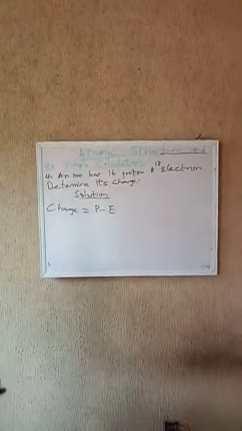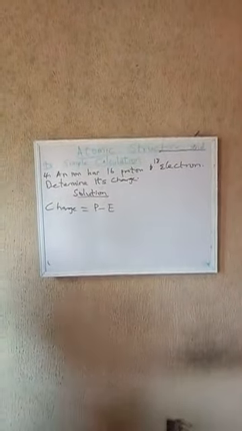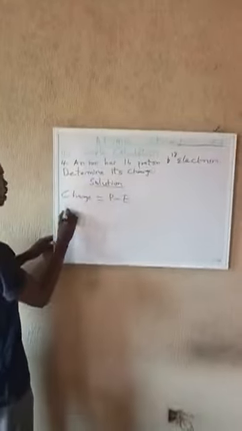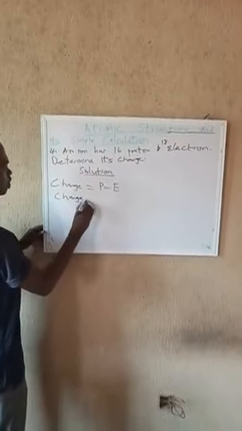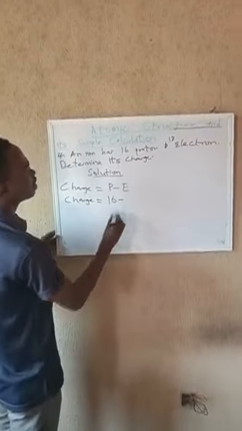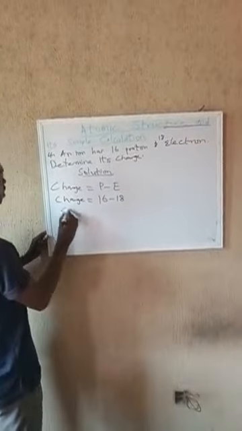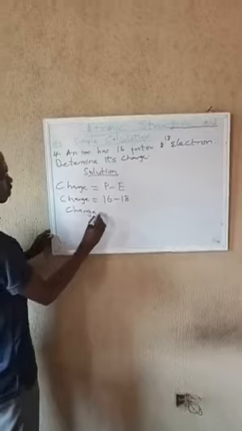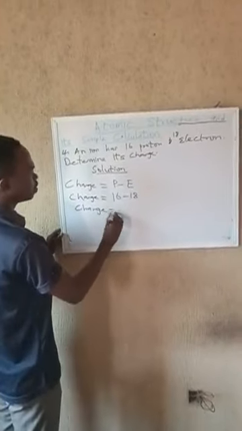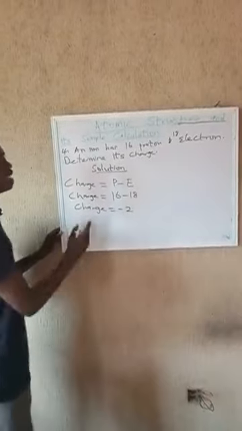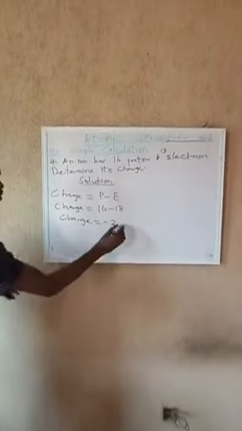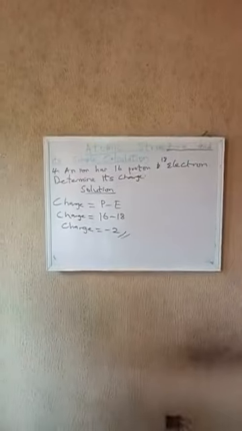So let's now tackle the question. An ion has 16 protons and 18 electrons. So let's calculate the charge. The proton is 16 minus electron 18. Mathematics now: 16 minus 18 will be equal to minus 2. That means the charge is minus 2.